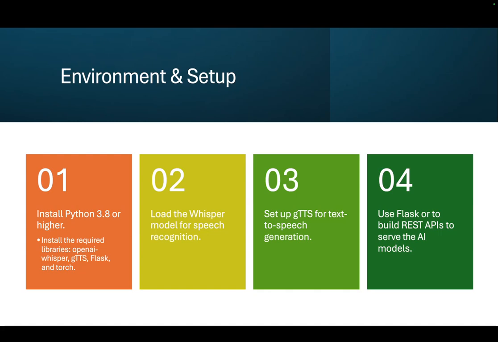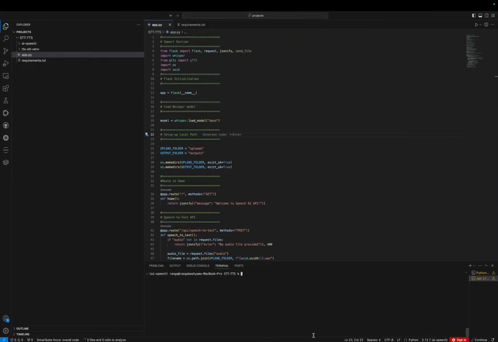The first ask is we have to build a Flask API, which is a REST API. Second, we have to load the Whisper model for speech recognition and we have to set up gTTS for text to speech generation. Let's get our hands dirty. Without wasting your time, I have kept the code ready here. So let me explain it step by step.